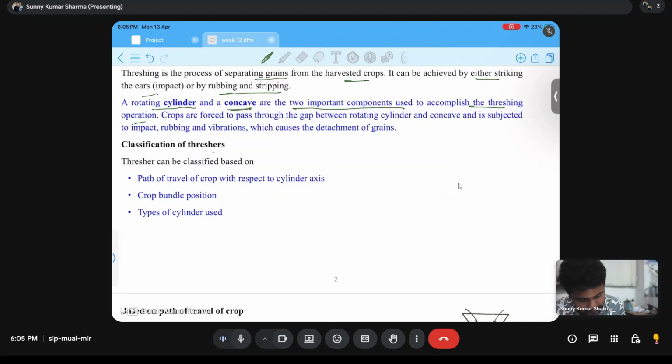And the classification of thresher. So threshers can be classified based on three criteria. First is path of travel of crop with respect to cylinder axis. Second is crop bundle position. And third is types of cylinder used.